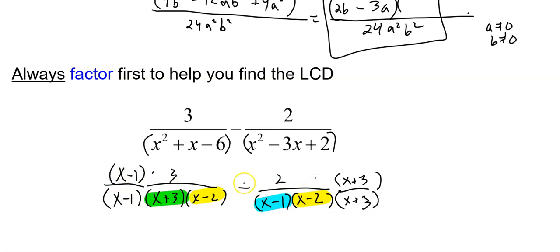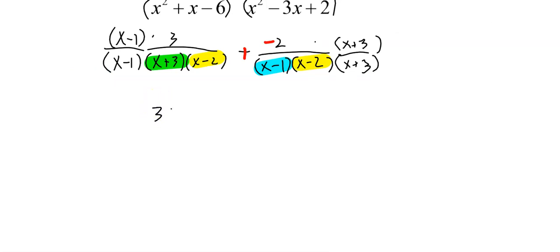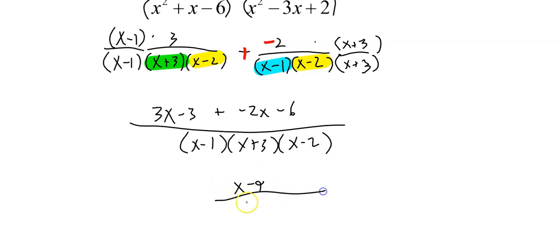One smart move you could do, you could make this a plus and move that negative up to the negative 2. It just makes it a lot easier to distribute here and solve the problem. So we get 3x in the numerator, 3x minus 3 plus negative 2x minus 6, all over, because this really is now the same denominator, x minus 1, x plus 3, x minus 2. I'm going to simplify that numerator a little bit, so I get x minus 9 over x minus 1 times x plus 3 times x minus 2.